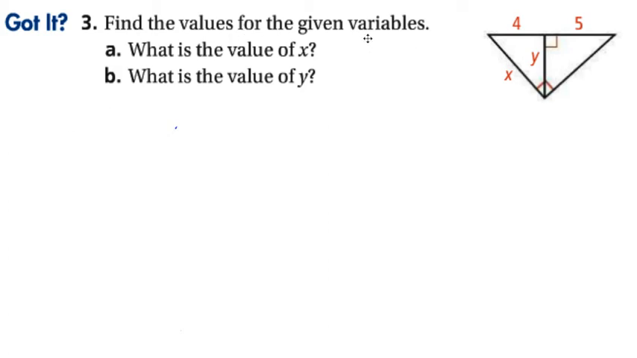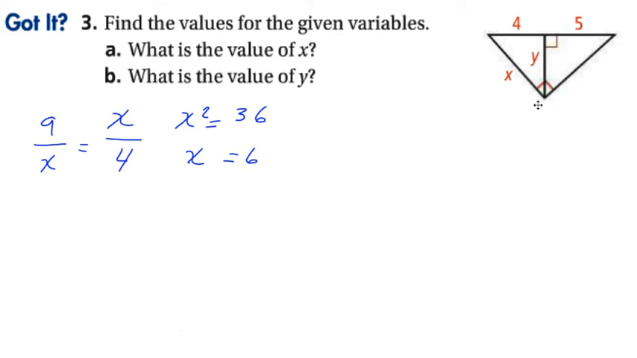All right, hope you gave that a try. Let's work on letter A for the variable x. You need to set up a proportion that will say the whole length of the hypotenuse is to x as x is to 4. And then multiplying across, we get x squared is 36, or x is 6.